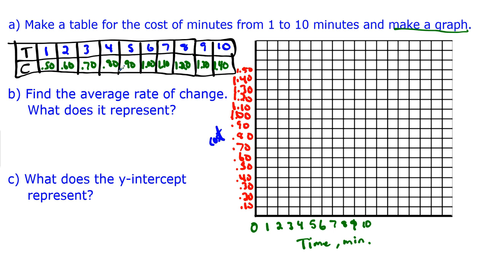Now we've got to plot points. So for 1, it was 50 cents, 2, 60, 3, 70, and then so forth and so on, increasing by 10 cents. There we go. And to finish, then we just, of course, draw our line. And we have our beautiful graph.